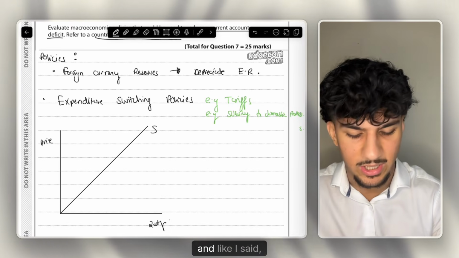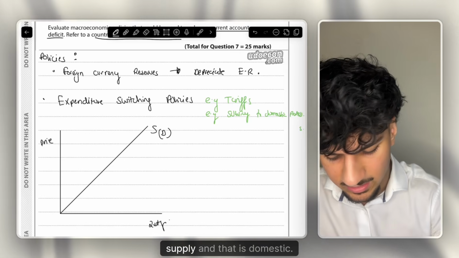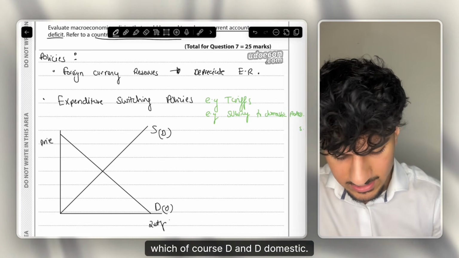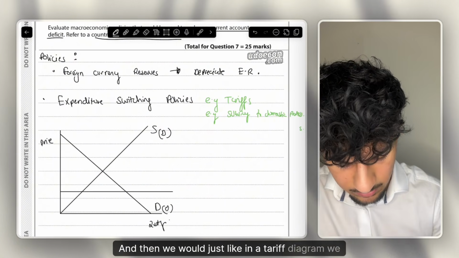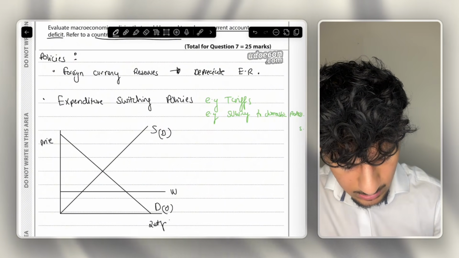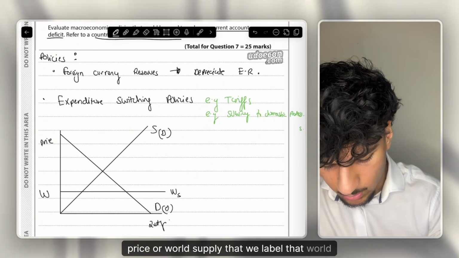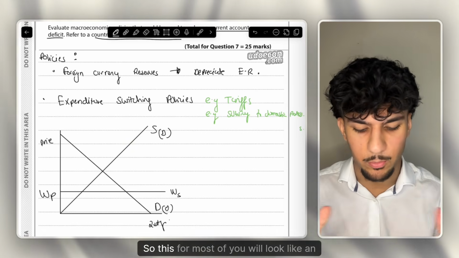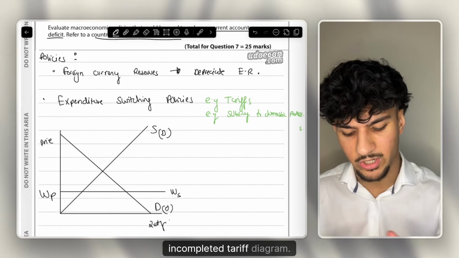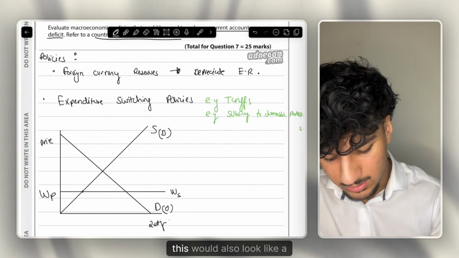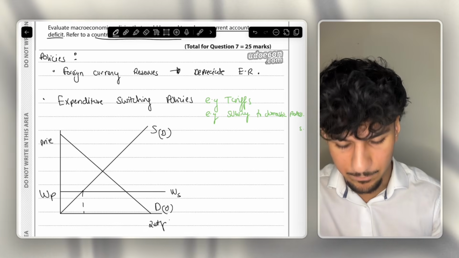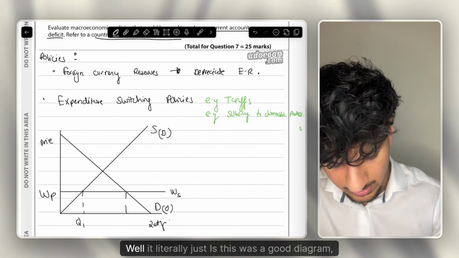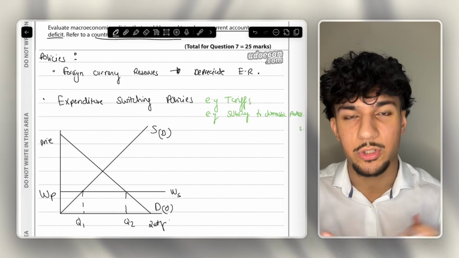So let's show you how this looks. It's S, and just like a tariff diagram, supply, and that is domestic. Then we have demand, which is D domestic, and then just like in a tariff diagram, we would draw our world price or world supply, then label that world price. Now, how does this differ from a tariff diagram? For most of you, this will look like an incomplete tariff diagram, or for those of you that know, this would also look like a free trade diagram, which is a really good diagram for you guys to memorize and reference.